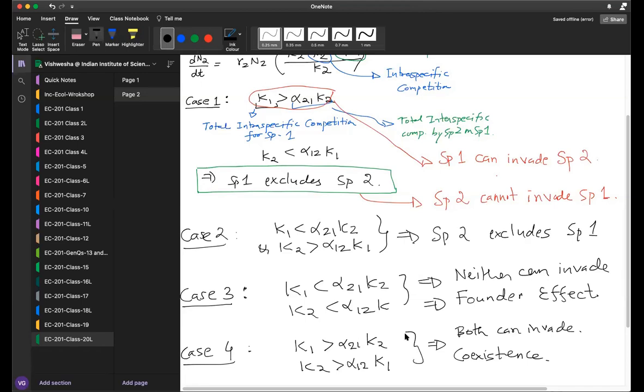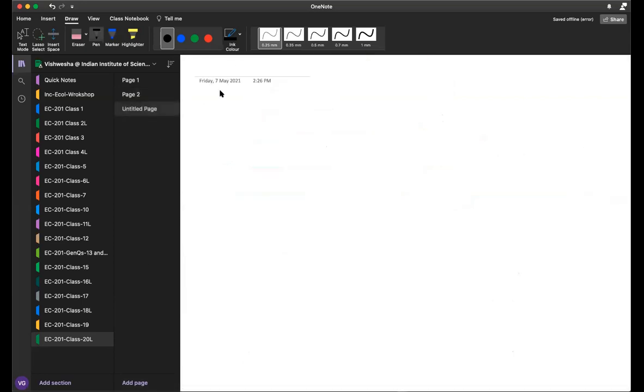Is it fine? Anything else? Does it make sense? All the conditions make sense to you intuitively? Okay, now let's understand the coexistence condition a bit better. So what was that? Both can invade, right? That means that K1 was greater than alpha 2,1 K2.